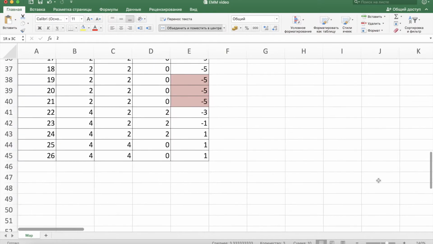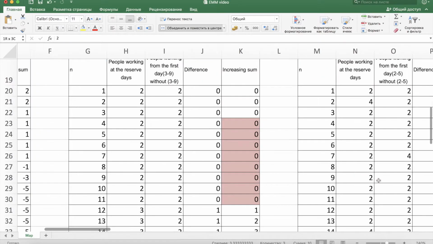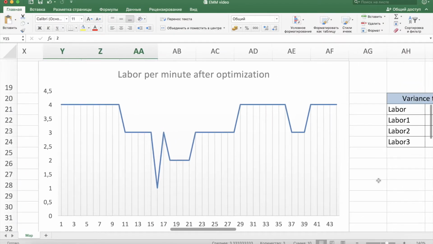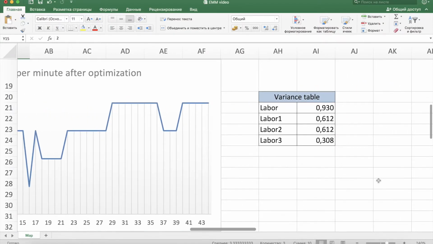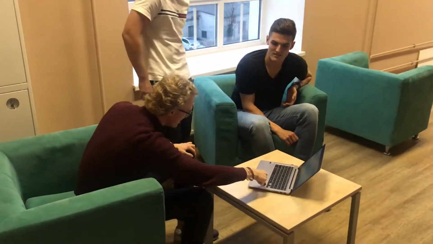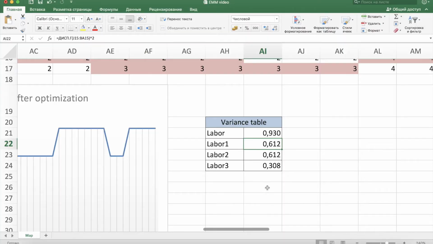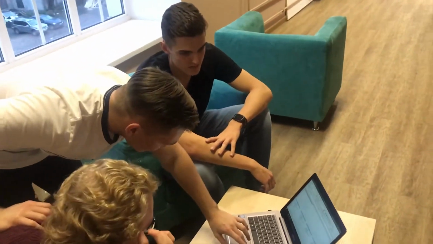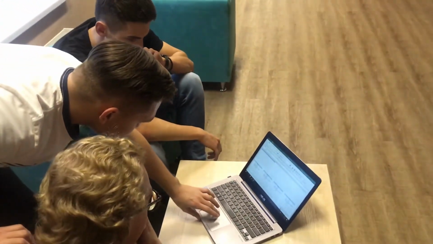After that, we move to the right, and there is a line chart that demonstrates labor per minute after optimization. And also you can examine a small table near the line graph. It shows the internal scatter after each of our changes. You can see that before optimization our variance was 0.93, and after all adjustments our variance became 0.308. It means that our numbers of labor per minute became more homogeneous and we fully optimized our work.